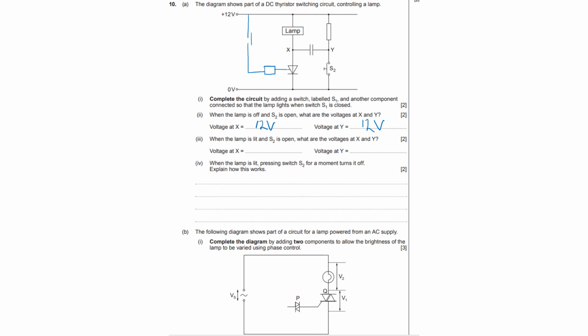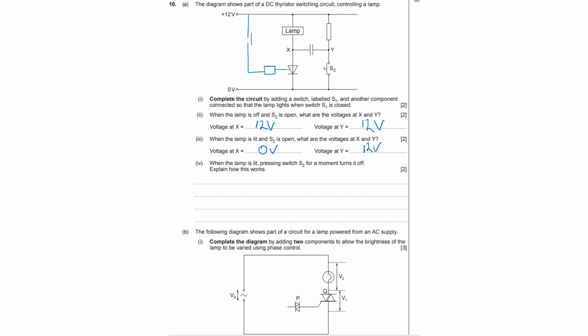When the lamp is lit, which means it's on, S2 is open, what are the voltages? When the lamp is lit, that will obviously be 0 volts. That will still be 12 volts. When the lamp is lit, pressing S2 for a moment turns it off. Explain how this works. Again, I'll go into a mark scheme so I can get it exactly right, what they say.